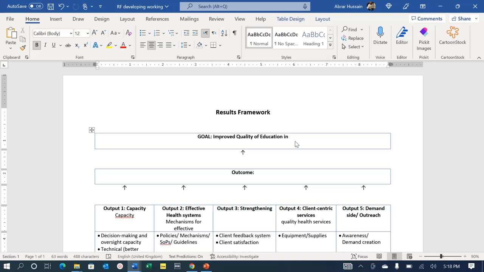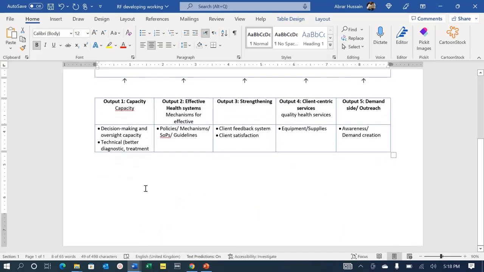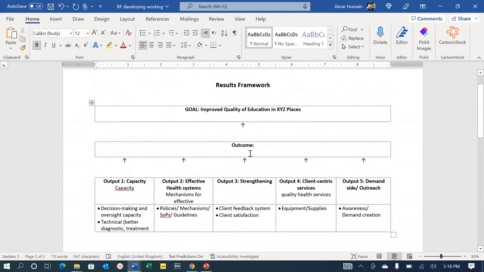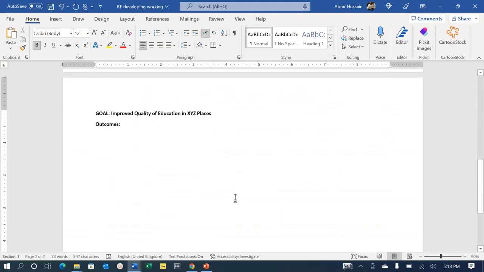Now when you already have that goal, what are the outcomes that you want to address? There might be one outcome or two or three or four that you want, and you can add a duration also. Now let's work on this in a simple place here. This is our goal. So now we are going to decide about the outcomes. The problem is low quality in education. So my outcome should be, for example, improved capacities of teachers.